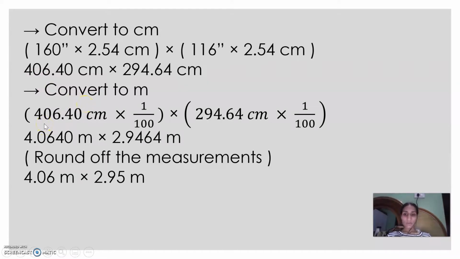Now we'll convert it into meters. We know 1 meter is equal to 100 centimeters, so we'll divide the centimeter measurements by 100. And we get 4.0640 meters into 2.9464 meters. As we know, it is a soft measurement; we need a hard one, so we will round off the measurement to get an accurate answer. After rounding off, we get 4.06 meters into 2.95 meters.